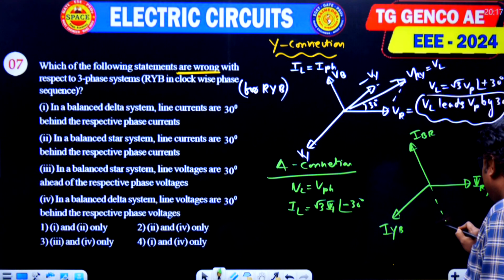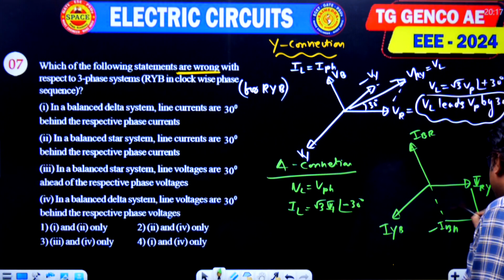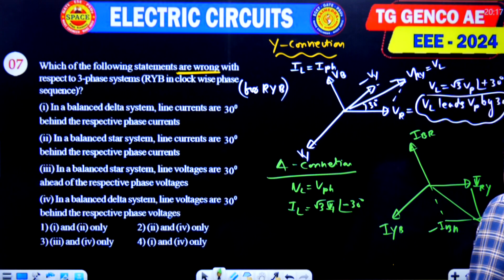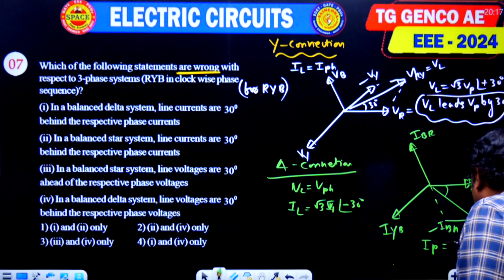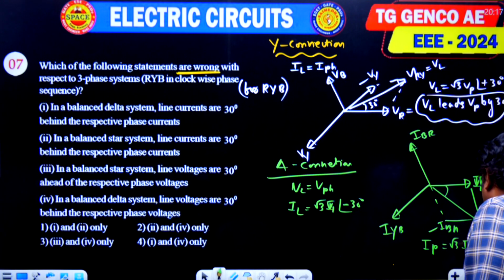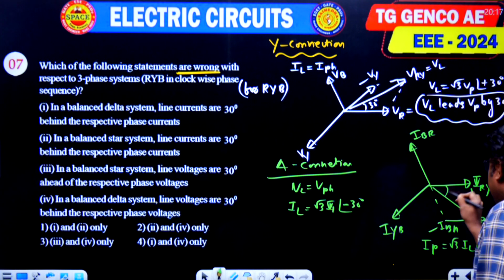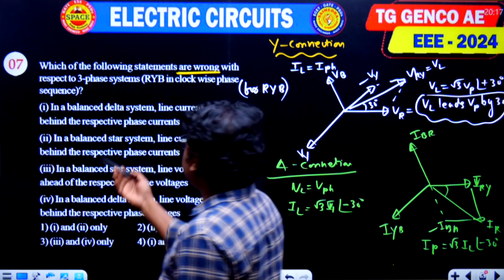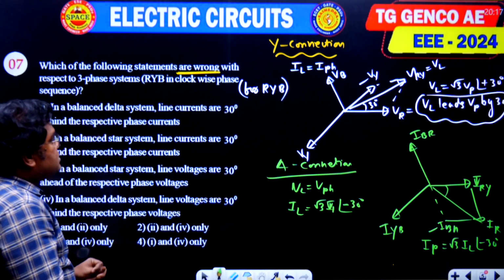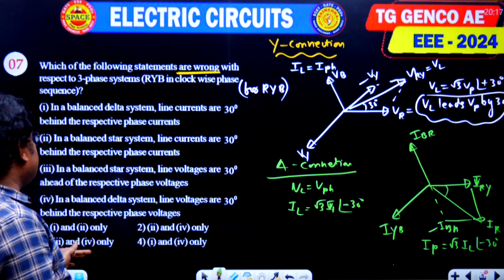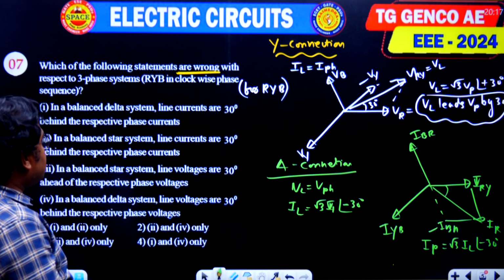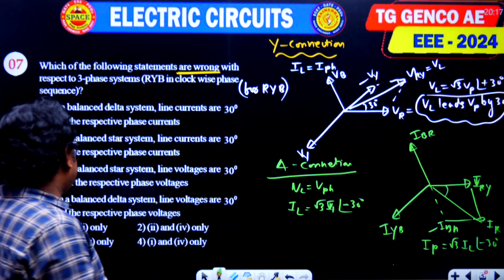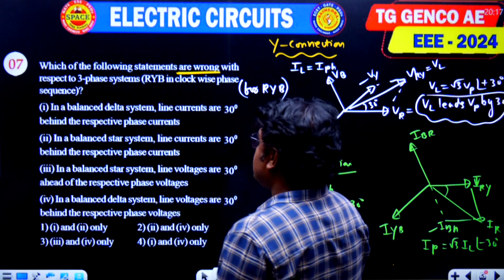So now this one is the minus IBR. Now the vector sum of these two gives the phase current. So this phase current IP is equal to √3 times the line current at minus 30 degrees, that is a lagging position. Now the first statement: in a balanced delta system, line currents are 30 degrees behind the phase current. And the next one: in a balanced star system, the line currents are 30 degrees behind the phase currents.